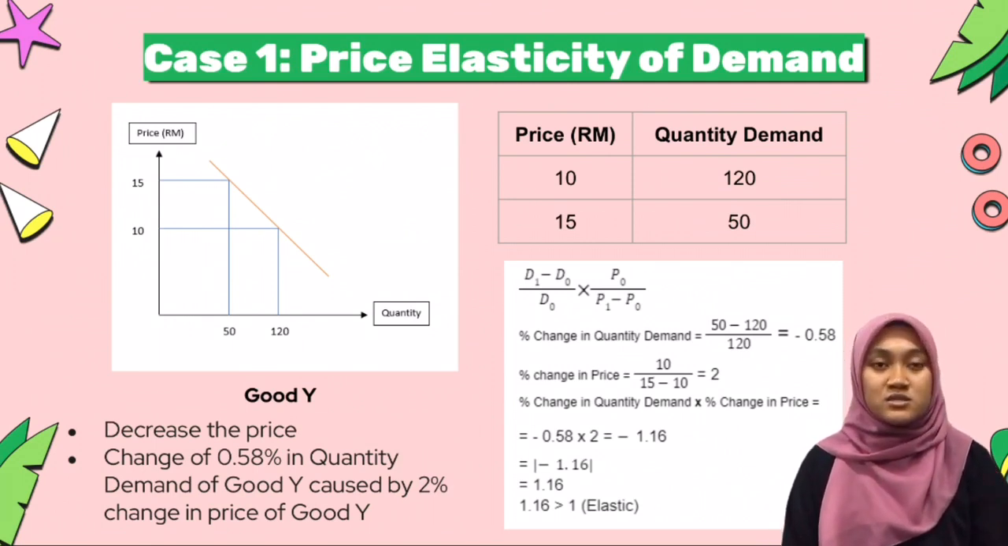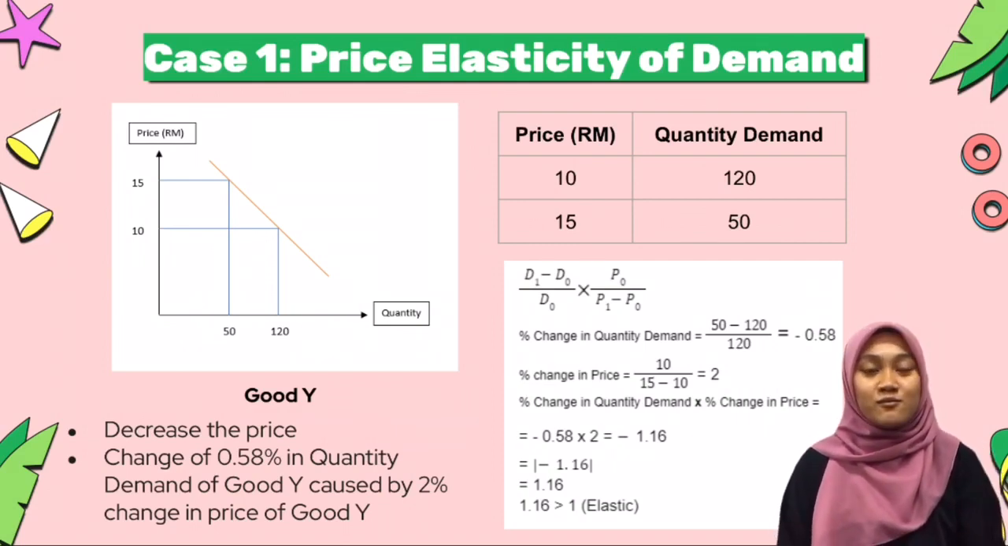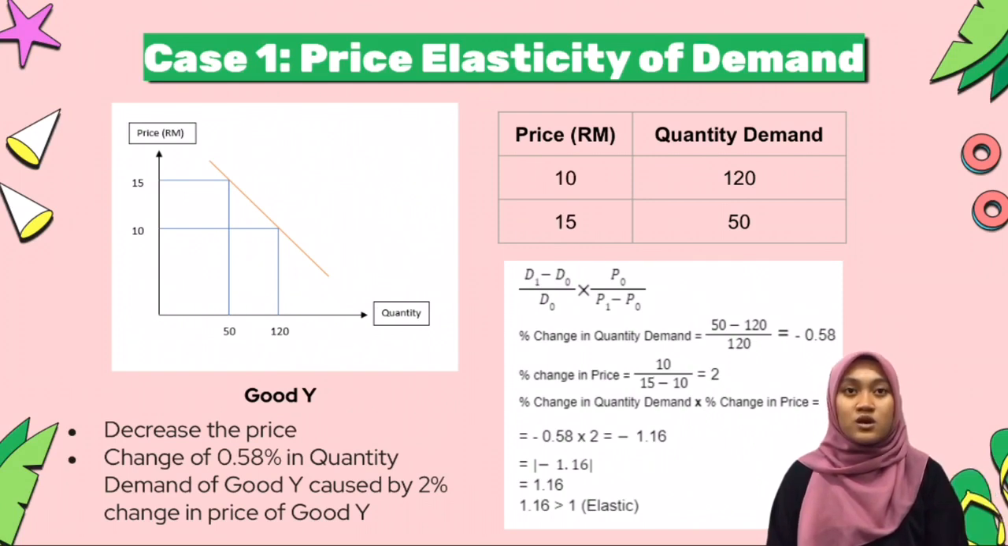So we advise Mr. Ali to decrease the price to maximize profit. A 2% change in price causes a 0.58% change in quantity demanded. So as the price increases, the total revenue decreases. When Mr. Ali decreases the price, the total revenue will increase.